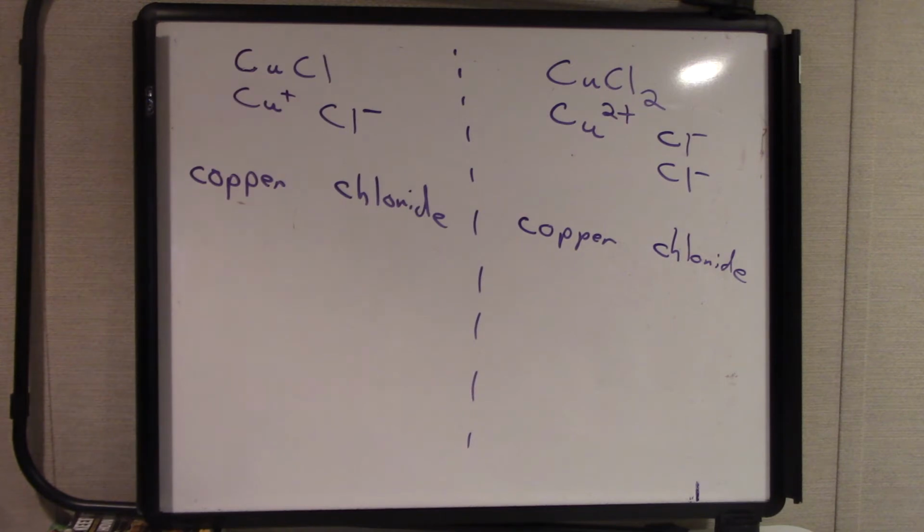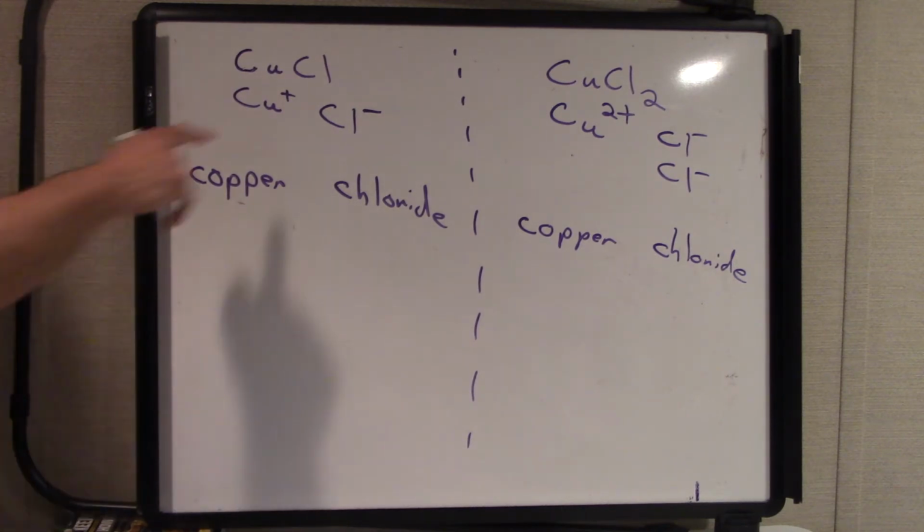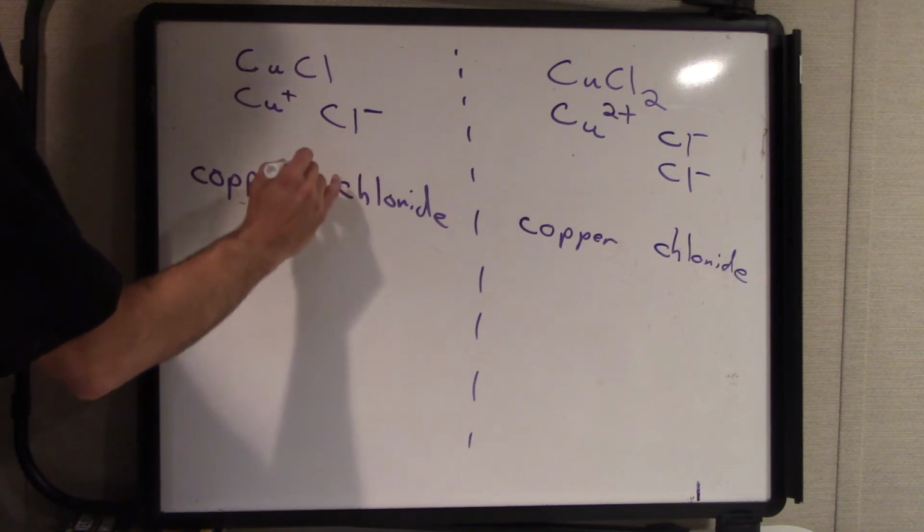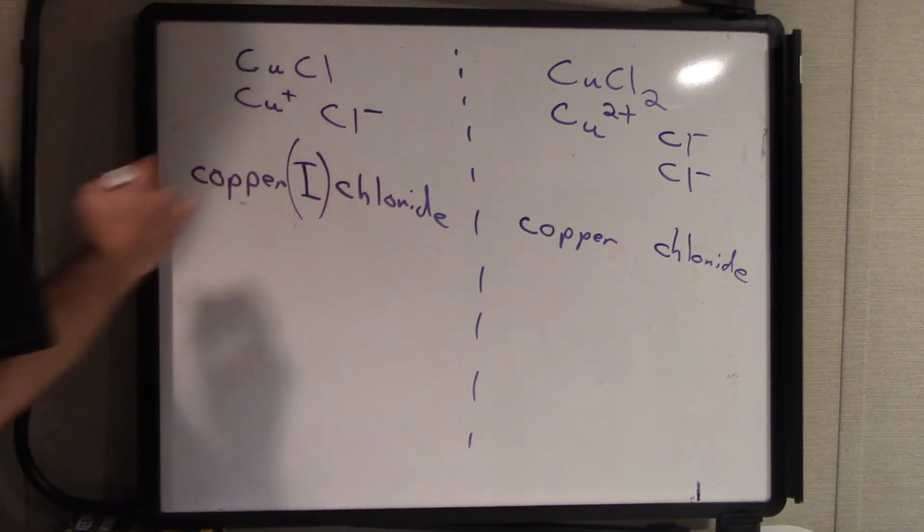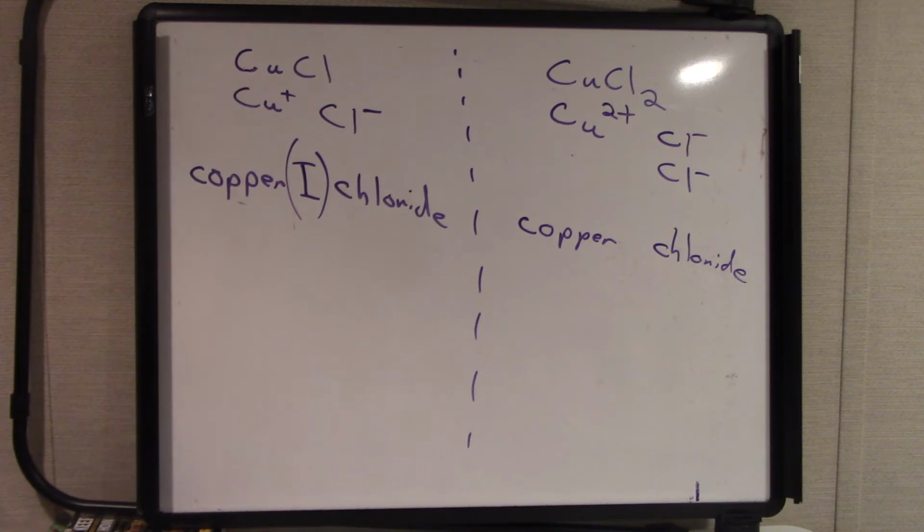Let's quickly go through our Roman numerals. Roman numeral 1 is I. Roman numeral 2 is II. Roman numeral 3 is III. Roman numeral 4, IV. Roman numeral for 5 is V. Roman numeral for 6 is VI. Roman numeral for 7 is VII. That's as far as we have to go in terms of our Roman numerals. So this is +1, so I need to use the Roman numeral 1 in order to describe that.